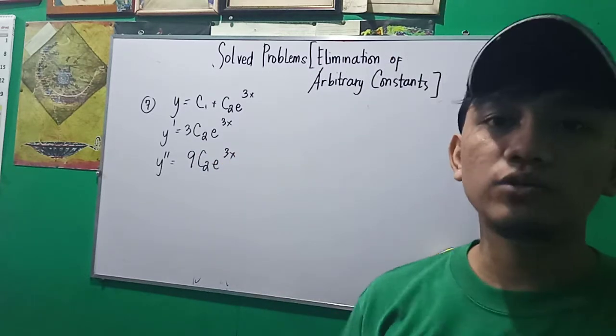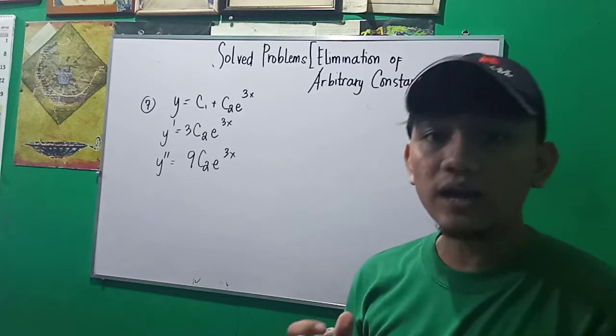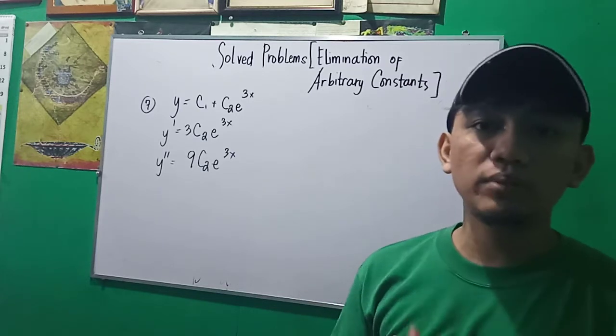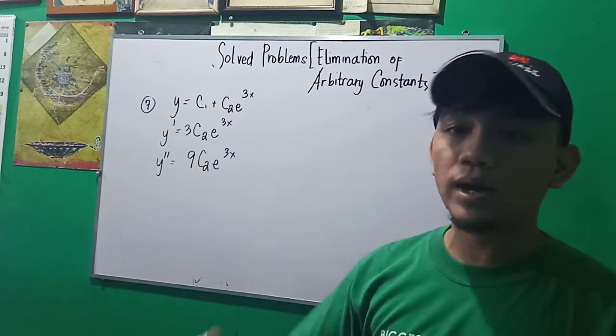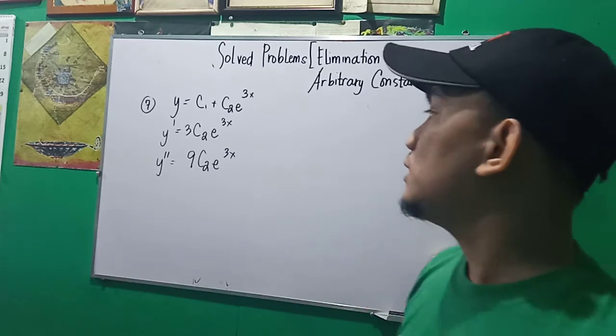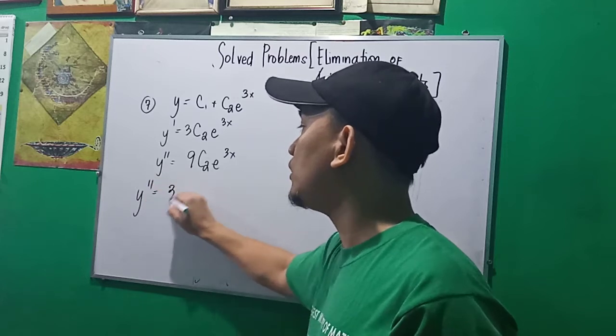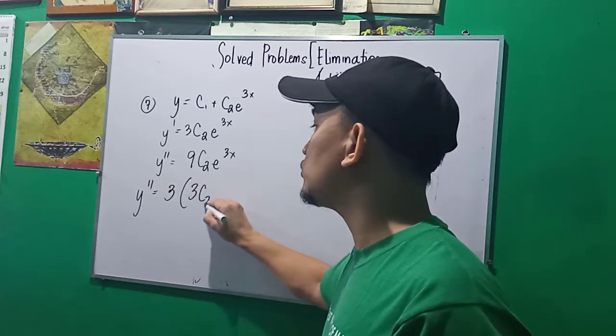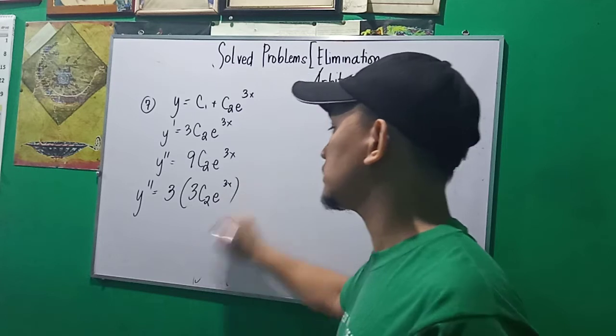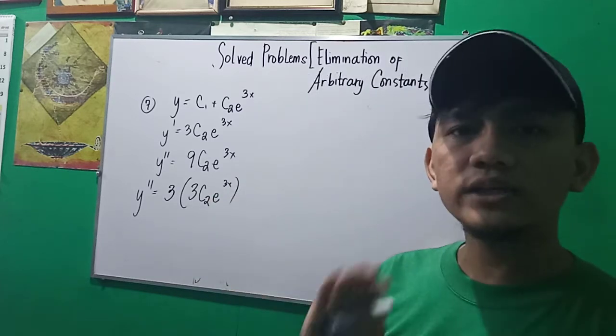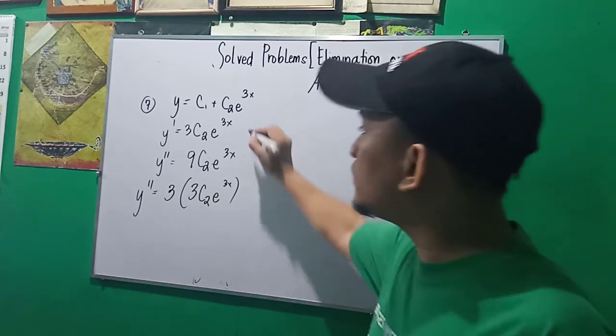So, IJ, bakit ganun? Nandiyan pa rin yung constant. Kailangan, mga lodi, we have to manipulate everything in terms of dapat mawala yung mga constant natin. So, from this case, we have y double prime is equal to 3 multiplied by 3c2 e raised to 3x. Finactor out ko yung 3. Sir IJ, bakit mo siya finactor out? Tingnan nyo to mga lodi.